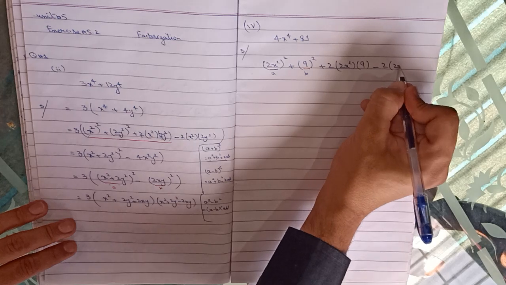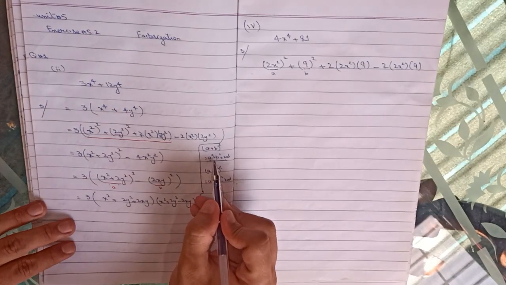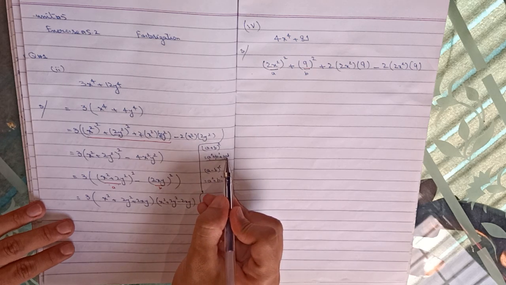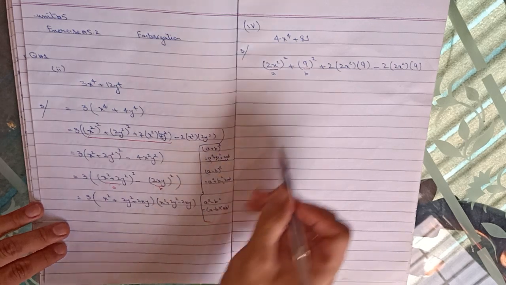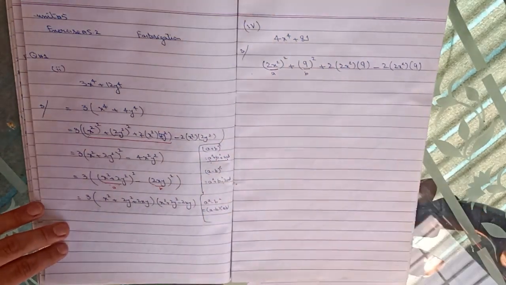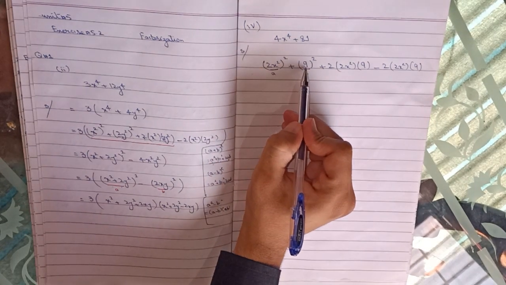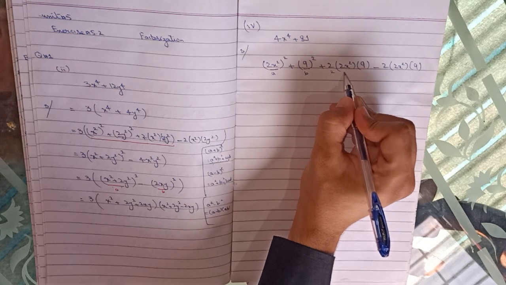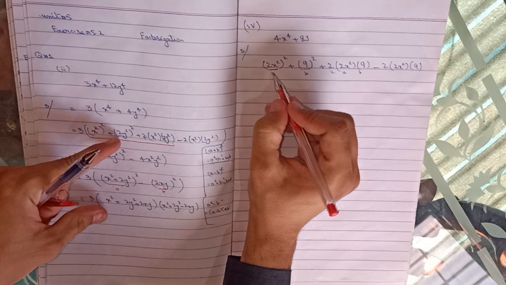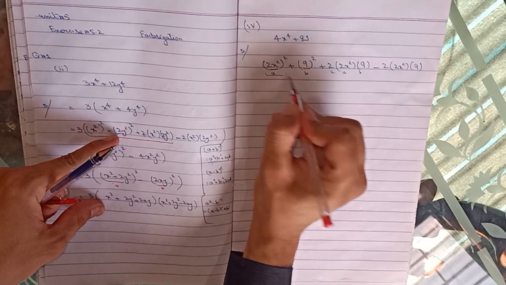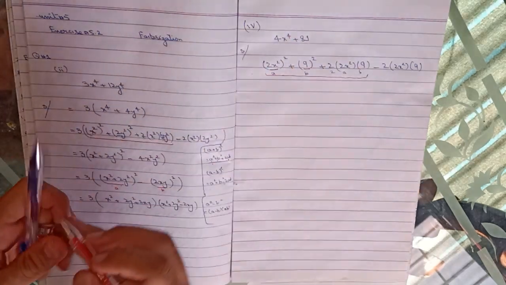2 into 2x square into 9, because we are trying to make this form a square plus b square plus 2ab. Mostly we will make the a square plus b square plus 2ab form, because if we make this form, then it is a whole square. This is 2x square plus 9 whole square, and this is the 2ab form. Again I am marking a red line here to show that this is the a square plus b square plus 2ab form.